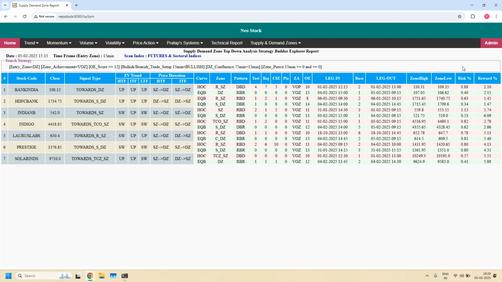With this filter, we got 7 stocks. In all these 7 stocks, these 15 minutes demand zones are overlapped with 75 minutes demand zone. And the 75 minutes trend, that is ITF trend, is up in all these stocks. So if any of these 75 minutes demand zones are having daily EMA confluence, then these 15 minute zones could be even more high probability trade setup supported stocks.